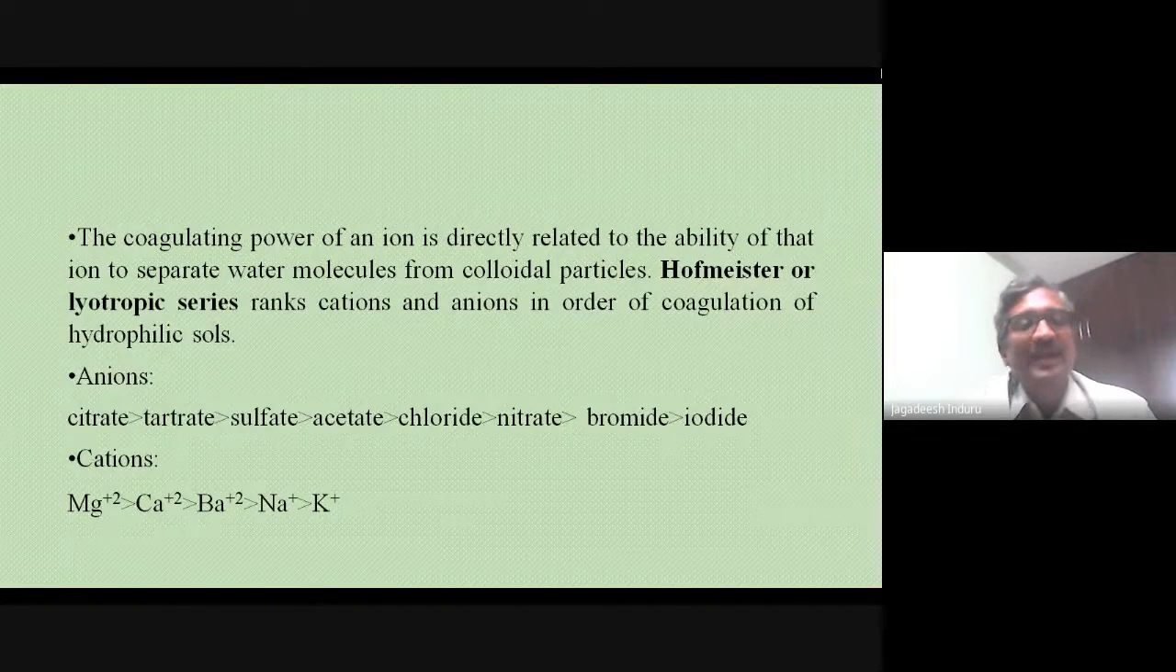If you come to cations, magnesium has a lesser precipitating power than aluminum. Aluminum is trivalent, so it is not appearing here, obviously. But magnesium 2+ is divalent, and calcium 2+ is divalent. When compared between these two, magnesium has more precipitation power than calcium. And calcium has more precipitating power in the lyotropic series than barium.